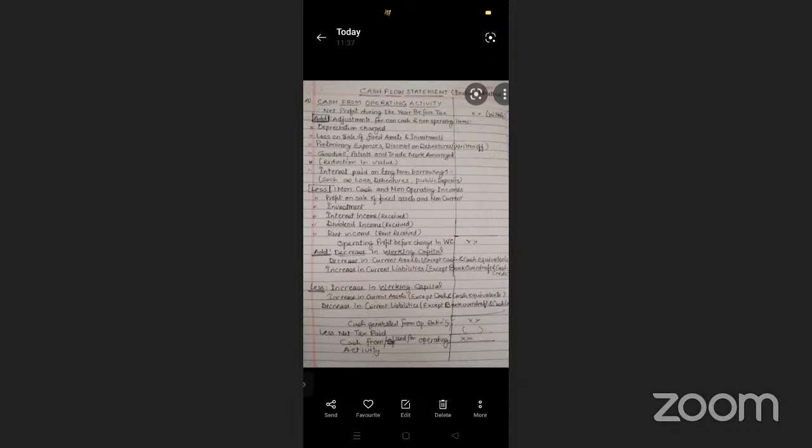What all comes under this? If there is any change in depreciation, or loss on sale of fixed assets, that means if any assets or investments are sold. I'm not talking about the amount you get when you sell assets or investments.